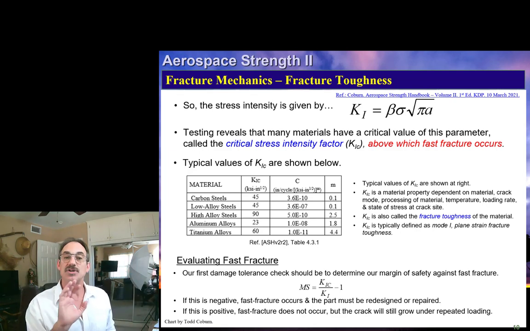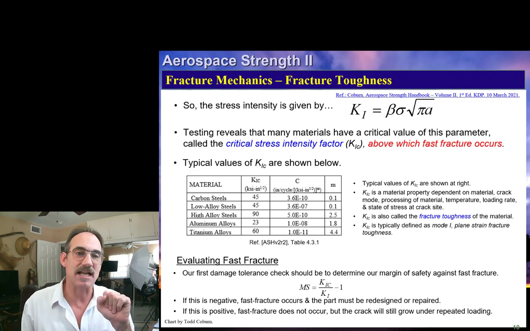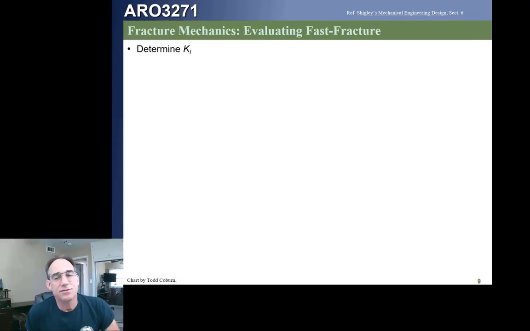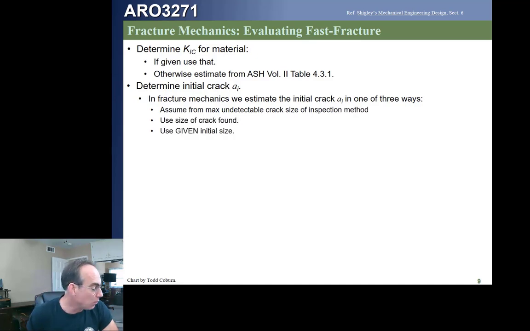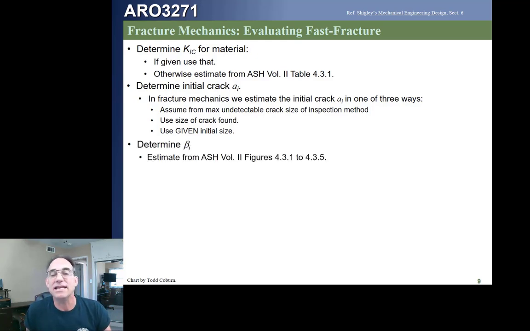This is the main thing we're going to focus on in this lecture: being able to evaluate fast fracture of a part. If we want to do that, we first determine the K1C for the material by going to table 431 in our handbook. We then need to determine our initial crack size. Either that's given to us in the problem statement, or it's a function of how closely we're looking, or we're going to assume a crack size based on what we can see. We then calculate the initial beta. Remember, beta is a function of the geometry of the material, but also of a stress level.